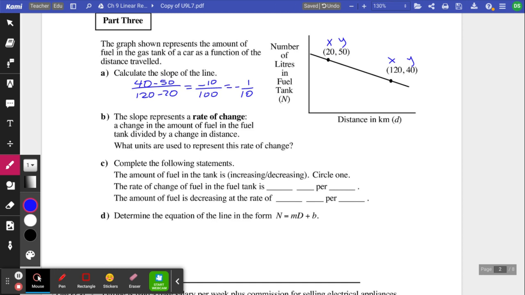Same thing? It's a negative. I don't really care where the negative goes. It can go in the top, the bottom, or in the front. Doesn't matter. So it doesn't matter which way you go on the points. You should get negative 1 for 10.